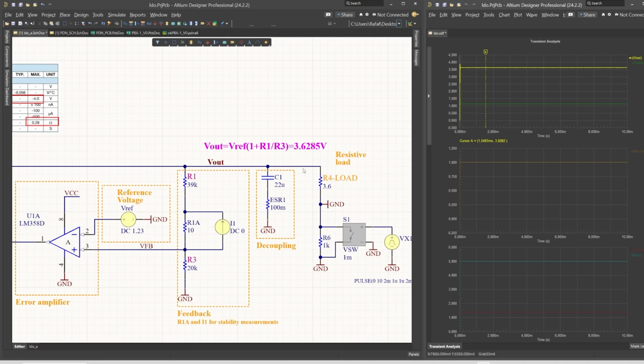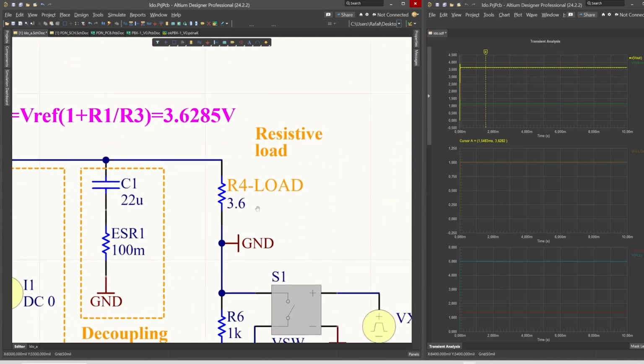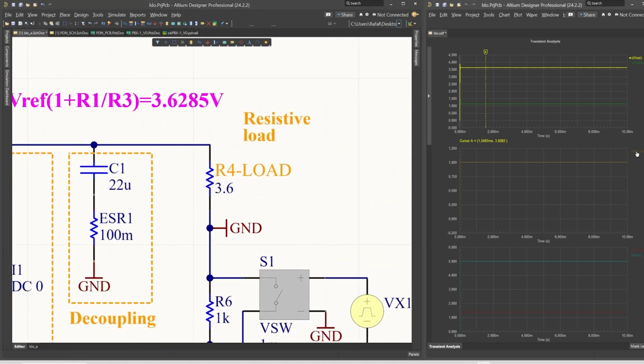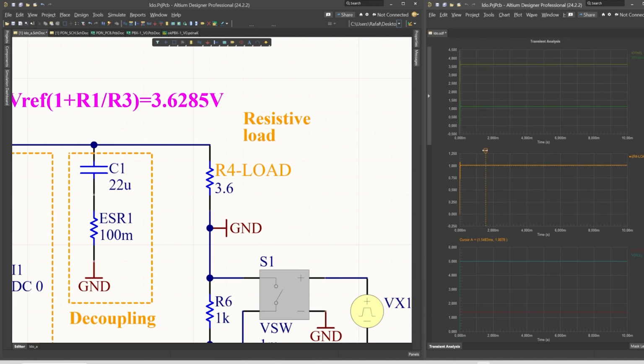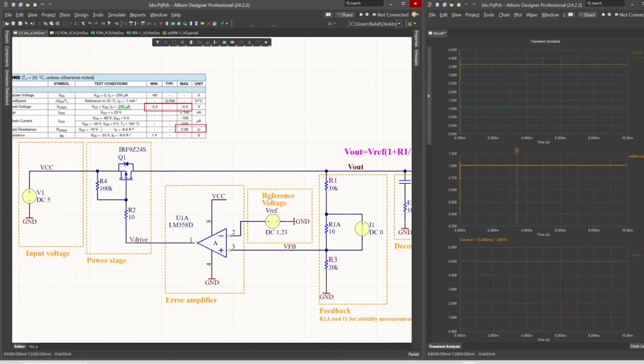And the output current at the 3.6 ohm load which is here, should be about 1 amp. Is it about 1 amp? Yes, it is. See, it's 1 amp. Good, close enough.